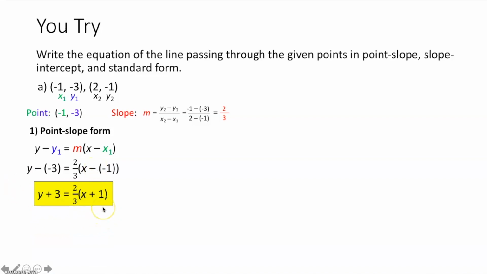So from here, I can move to slope intercept form. I'm going to take this right here and convert it into slope intercept form. I need it to be y equals mx plus b. I need to distribute this 2/3. I'm going to distribute it to the x and to the 1. What's 2/3 times x? That's 2/3 x. What's 2/3 times 1? That's 2/3.